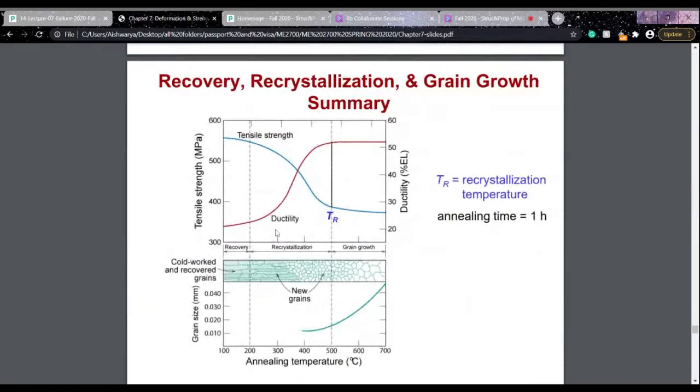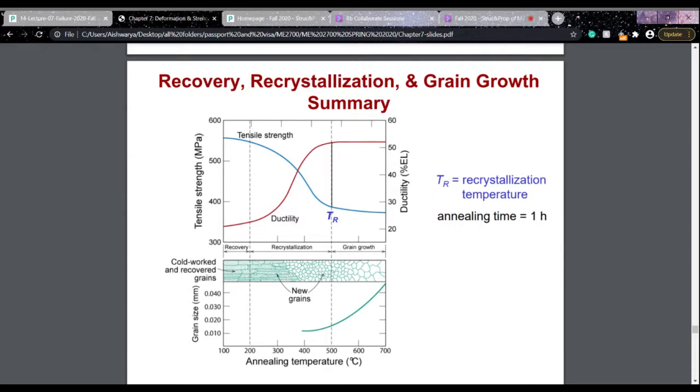So these are the 3 stages of the annealing. First, when you have the cold worked material, in the recovery stage, due to diffusion, all the dislocations are removed, and then all the physical properties of the material are restored. And after that, in the recrystallization phase, the grain structure is completely replaced by a new set of grain structure.